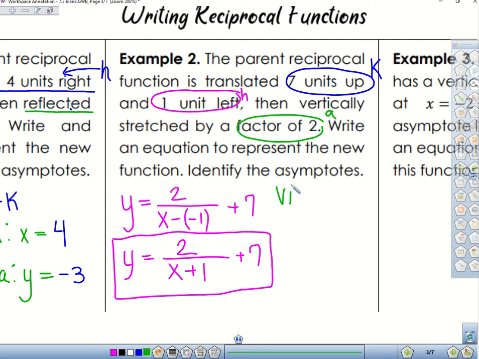And then it wants you to identify your vertical asymptote and your horizontal asymptote. So your vertical asymptote is always x equals your h value, okay? So what was my h value here? Good, -1. And what was my k value? 7, +7. So the only one that changes is funky is the h. So do we have any questions so far? All right, let's go ahead and try the next one.